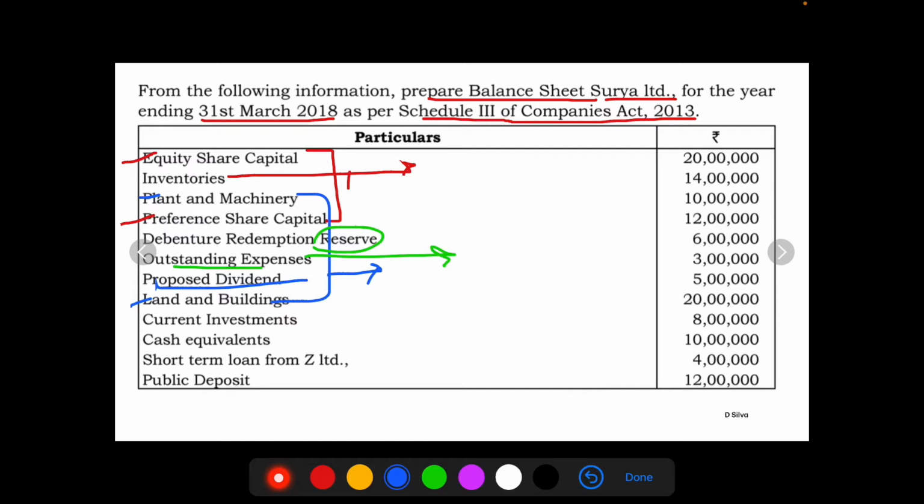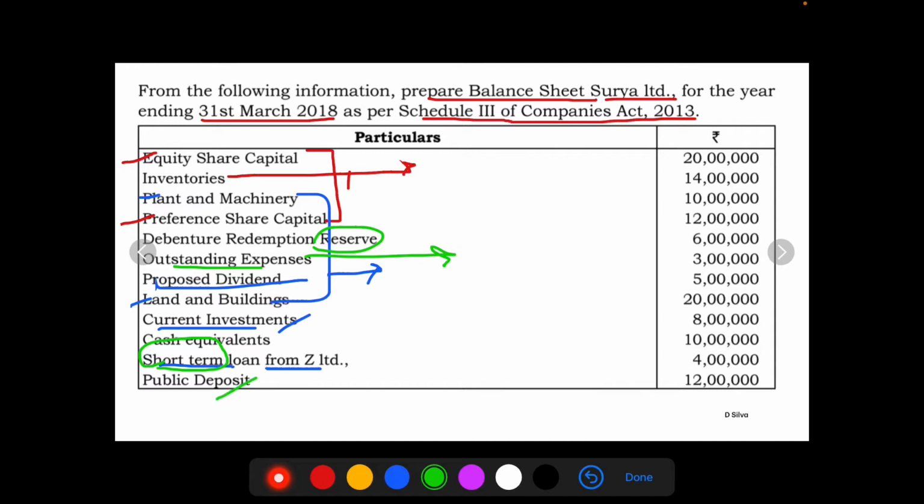Now we have current investments. The clue is in the question itself. It will come under the category of current assets. Then we have cash equivalents. So cash and cash equivalents, write it directly under current assets. Short-term loan from Z Limited. The clue is here. It is a loan from, that means the business has borrowed from Z Limited which need to be paid off. Here again the clue, it is for a short-term period. Hence we will show note to accounts under short-term borrowings, short-term loan from Z Limited.